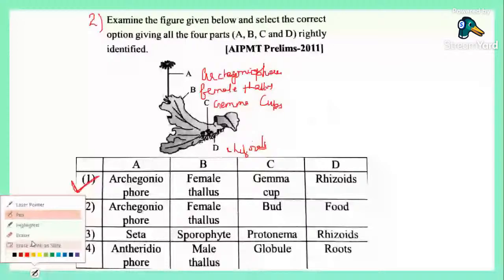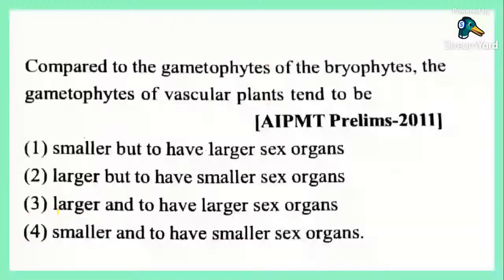Done? Yes. Moving on to question number 3. Compared to the gametophytes of the bryophytes, the gametophytes of the vascular plants tend to be: smaller and to have larger sex organs, larger and to have smaller sex organs, larger and to have larger sex organs, or smaller and to have smaller sex organs. AIPMT 2011.